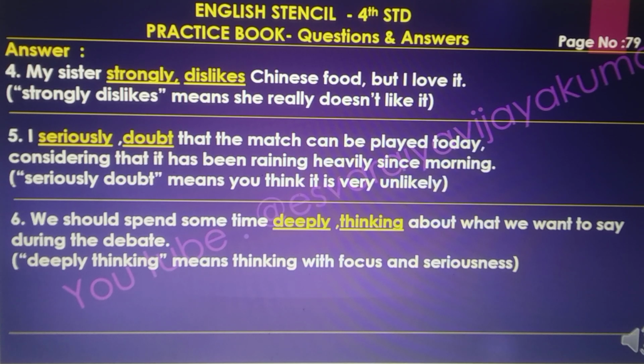Fifth one, I seriously doubt that the match can be played today, considering that it has been raining heavily since morning. Seriously doubt means you think it is very unlikely. And the sixth one, we should spend some time deeply thinking about what we want to say during the debate. Deeply thinking means thinking with focus and seriousness.